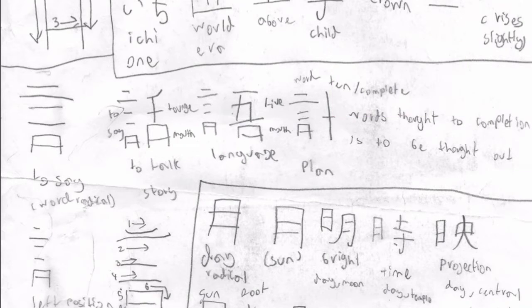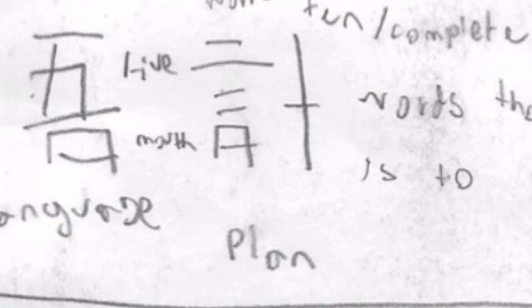The kanji containing this is the kanji for plan. It contains another radical you should know, 10 or complete. In this form, in the right position, it means complete. In Japan, people believe words thought out to completion is thought out or planned. In the end, this kanji means to plan. This is the stroke order.